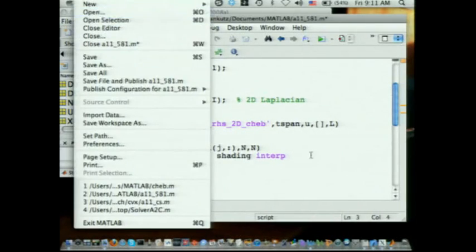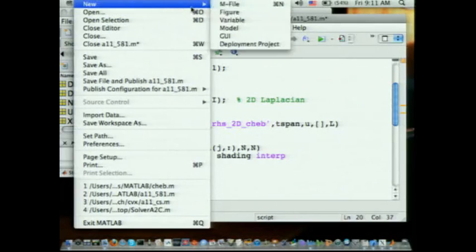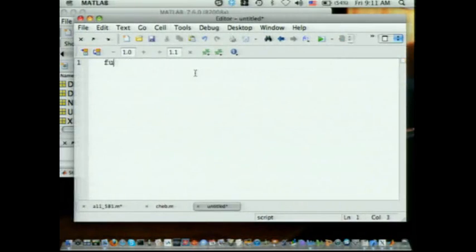File, new, function. We want to build the right-hand side. And what do we call it? Heat right-hand side 2D Cheb. See, this is why you don't make long names. That's stupid. What was I thinking?